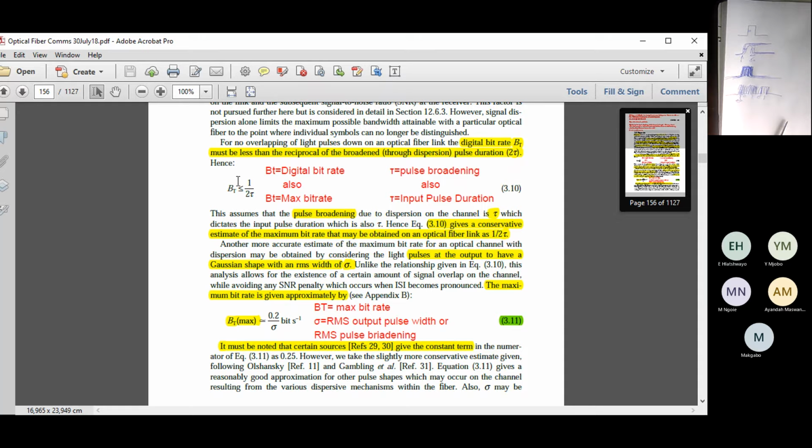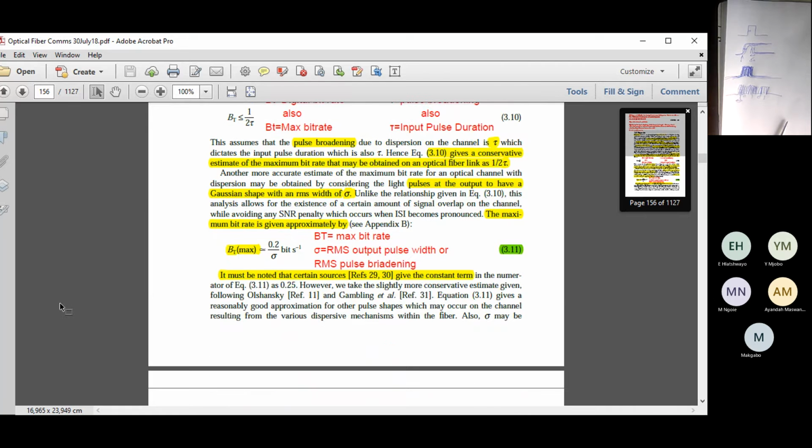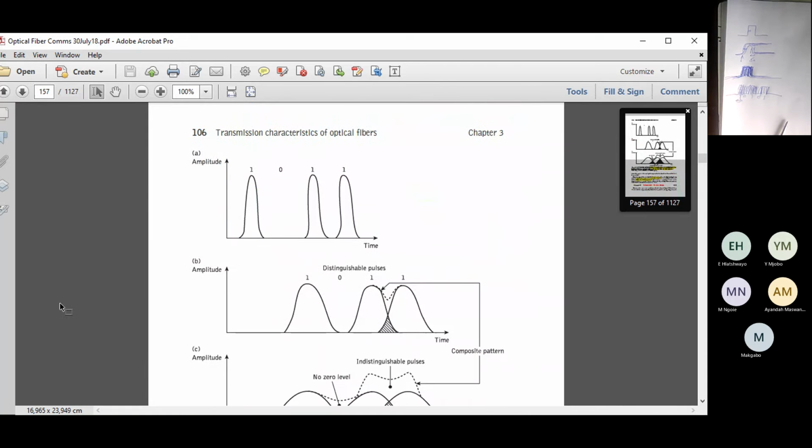And also, it's the same formula, 1 over 2 tau. Tau, in this case, is the delay. It's your pulse broadening time there. That's where tau comes from. That's a very simple formula. It's not complicated.